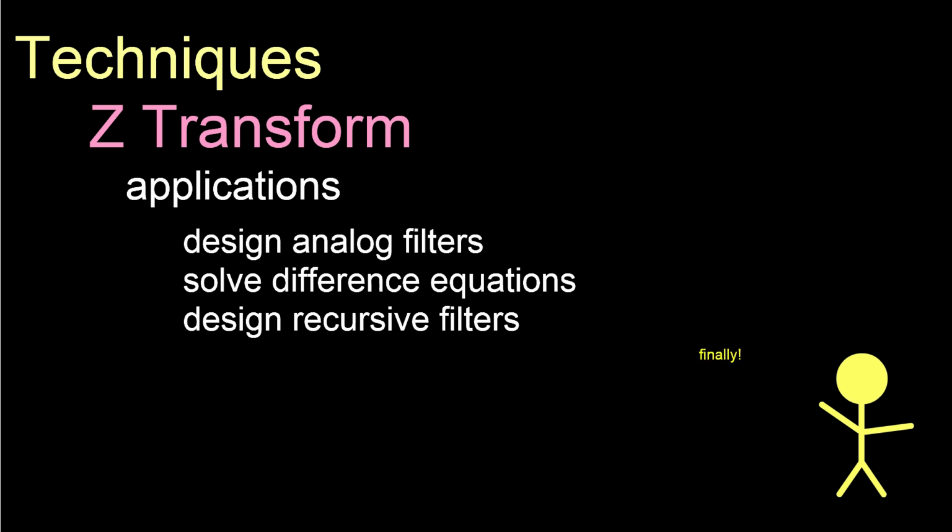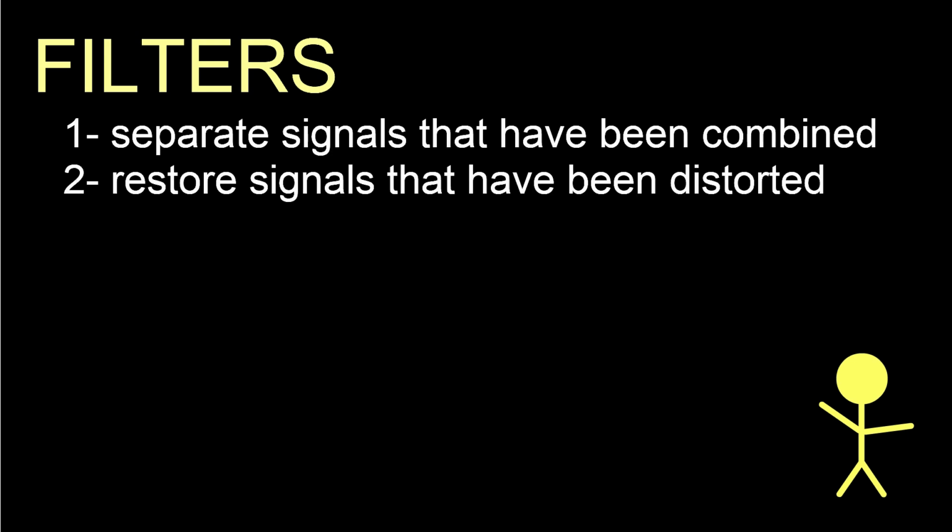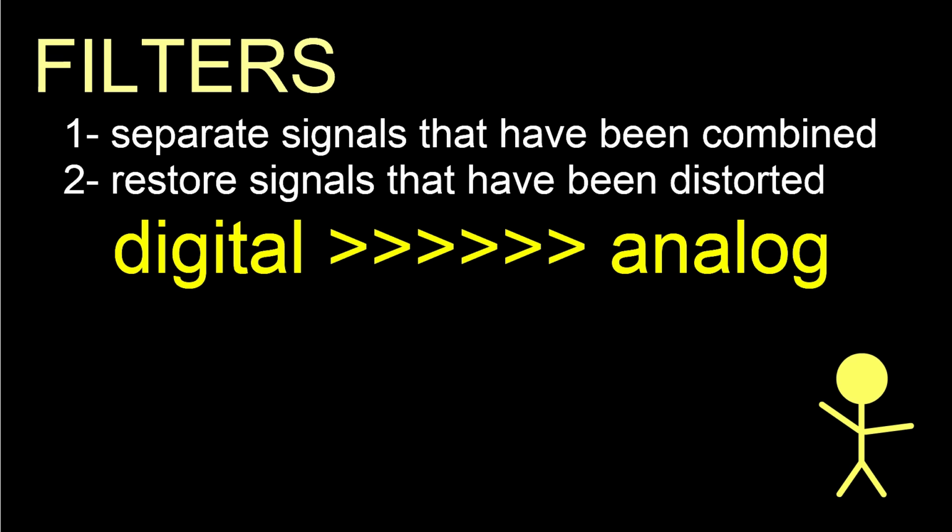By now, you are probably wondering what a filter is. A filter is a device that removes unwanted components from a signal. It has 2 main goals. 1, separate signals that have been combined, and 2, restore signals that have been distorted. Digital filters are superior over analog filters because they are, well, digital.